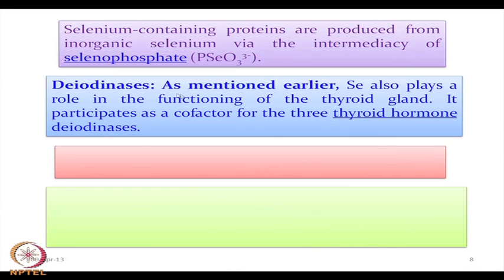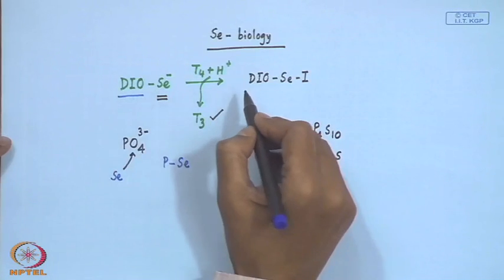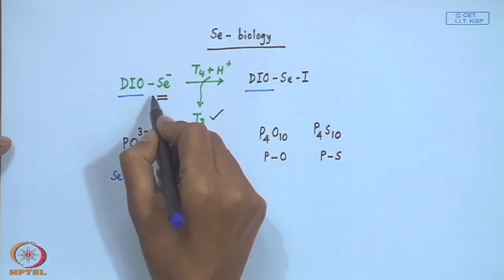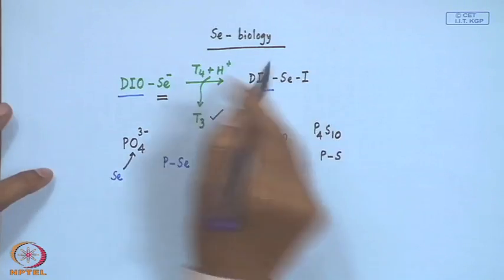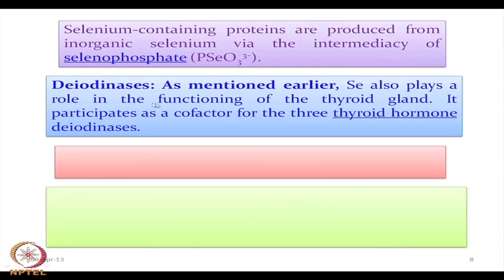As we mentioned in our previous class also, in deiodinases selenium is present for the removal of iodine in this DIO molecule. In this particular DIO molecule selenium is present, which is taking up this iodine. So, it plays the corresponding functional role in the thyroid gland, otherwise we will not be able to produce the right amount of T3 molecules from the T4. It participates as a cofactor for the three thyroid hormone deiodinases.